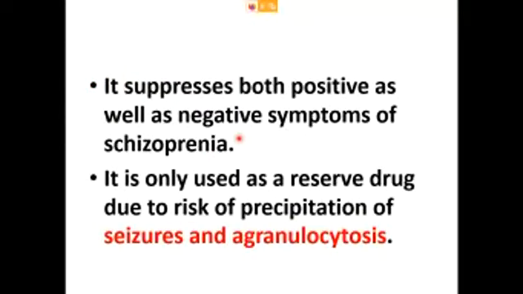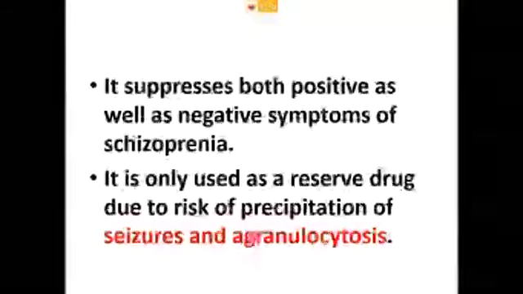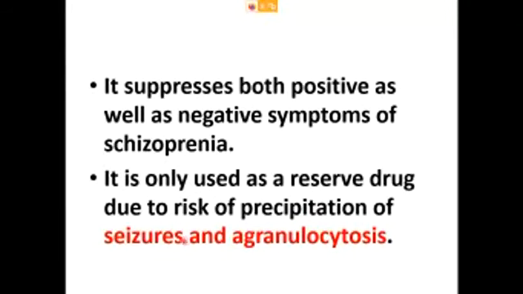The advantage of clozapine is that it can suppress both the positive as well as negative symptoms of schizophrenia. So it is used only as a reserve drug. When other drugs don't work, then we can give clozapine. In drug resistant schizophrenia, the drug of choice is clozapine. It is used as a reserve drug because of the side effects it can precipitate, like seizures and agranulocytosis. This is important from an MCQ point of view: seizures and agranulocytosis.